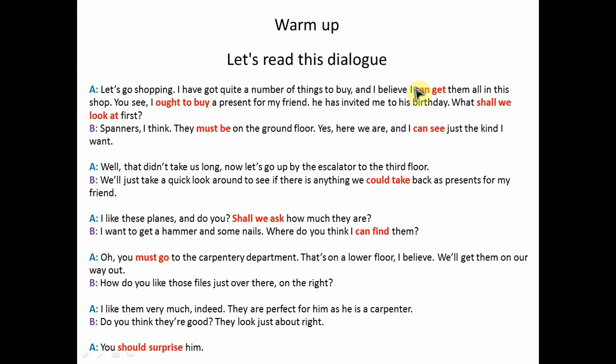Can you here notice the words in red like can, shall, ought to, must, could, should? All of these words are called modal verbs. Firstly, what do we mean by modal verbs? Modal verbs actually are auxiliary verbs just like be, do, and have because they work together with the main verb. So after the modal verbs, I have to put the main verb in an infinitive form without to. For example, like I can get. Shall we look? They must be. Can see, could take, shall ask, can find, must go, should surprise. Okay, so the modal verbs are auxiliary verbs and actually they are used to express something and they have a purpose.